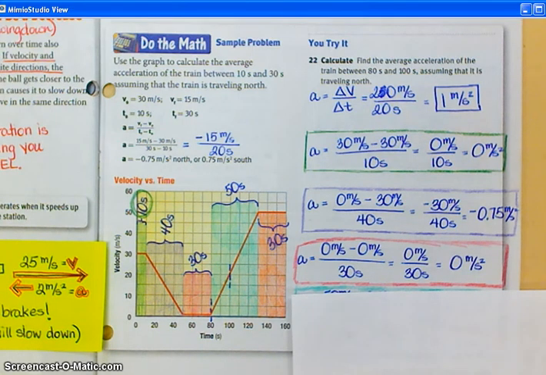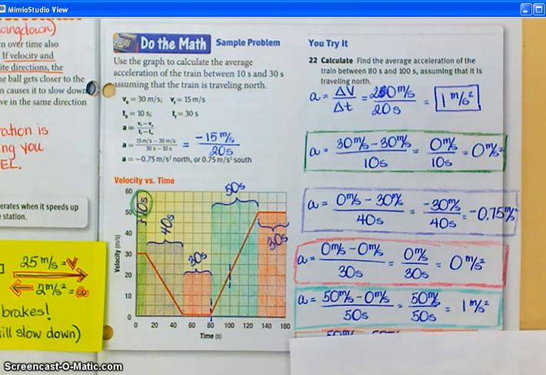Okay. Then I look at the next part of the graph, which is probably the longest time interval we have. It's from 80 seconds to 130 seconds. So that is a 50-second time interval. During that time, the velocity started at 0 and ended at 50, so that is a change of 50 meters per second, and that took place over 50 seconds. So here we go. Our acceleration in that part of the graph is 1 meter per second squared.